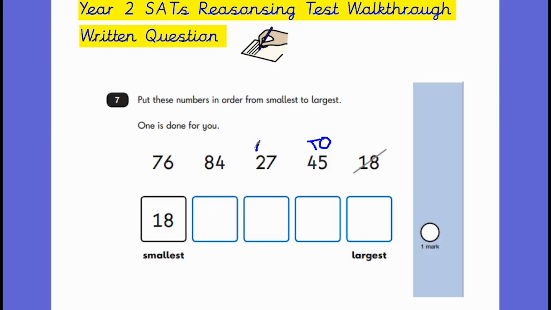So now we need to look at the tens for each number. This one has 8 tens. This one has 7 tens. Looking at the tens before we look at the ones. So here we've got 2 tens, so 27 is going to be next, followed by 4 tens of 40, 45, followed by 7 tens of 76, and finally the 8 tens of 84. Okay, so that's how they would do this question.